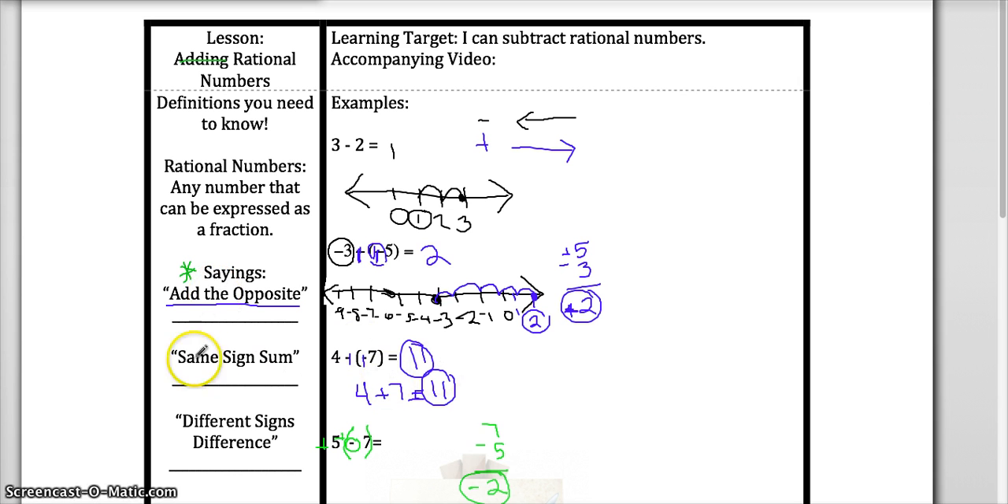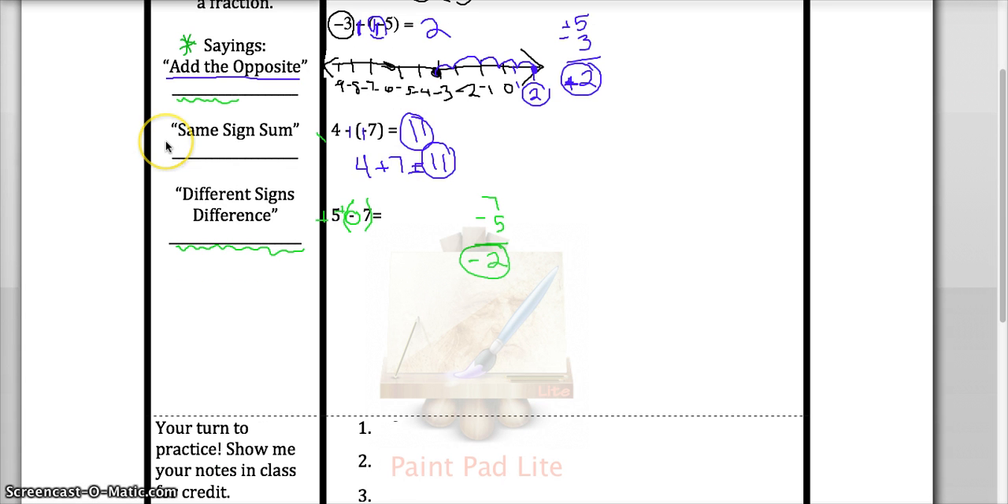All right, so go ahead and fill in an example for the add the opposite problem right here. See if you can think of your own add the opposite problem and fill it in on this line. And if you couldn't think of a different signs difference from your last one, go ahead and write it in on this line. Go ahead and pause the video now while you do that.